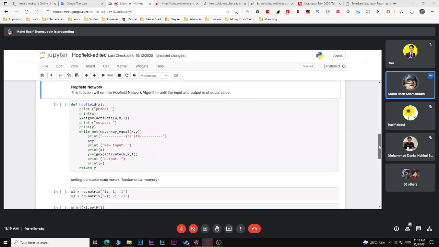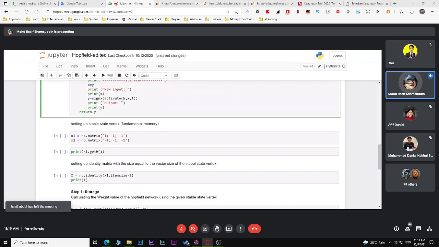Lepas tu ni Hopfield network dia lah. Hopfield network ni kita masukkan input dia dan dia akan check. Okay, ni nampak tak, dia akan check. Selagi input dia dengan output yang dihasilkan tak sama, dia akan run. Okay, dan ini adalah output dia. Weight ni weight yang global variable, pakai je bila kita dah kira nanti. Ini adalah X, input kita, ini adalah threshold global. Alright. So this is our NumPy matrix.